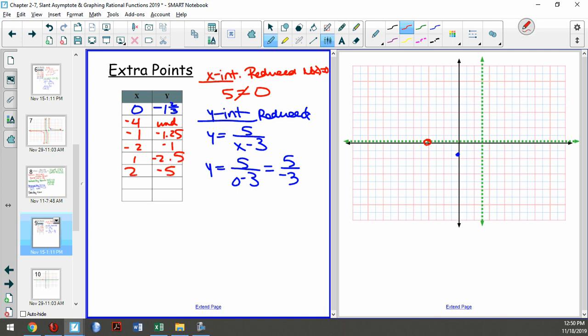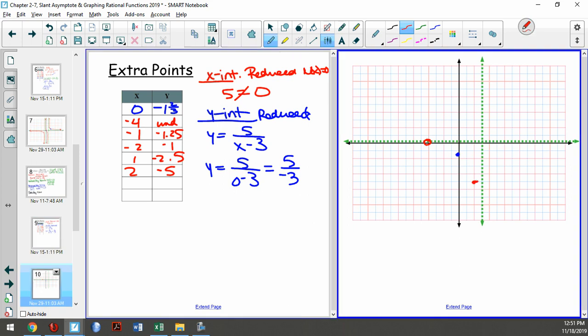Okay, so I'm going to graph those points. This is going to be 2 and -5. 1 and -2.5. -2 and -1. So do we all see this right here? But do you see this hole in the graph? I have to drop that hole in the graph right down there. Do we see that? Yes? There's going to be a hole in the graph right there.